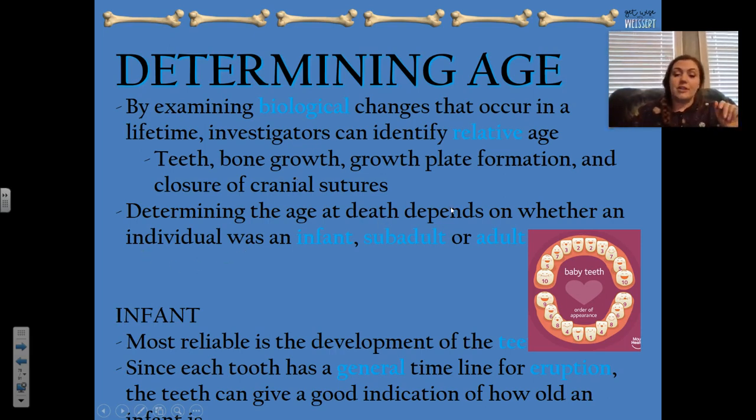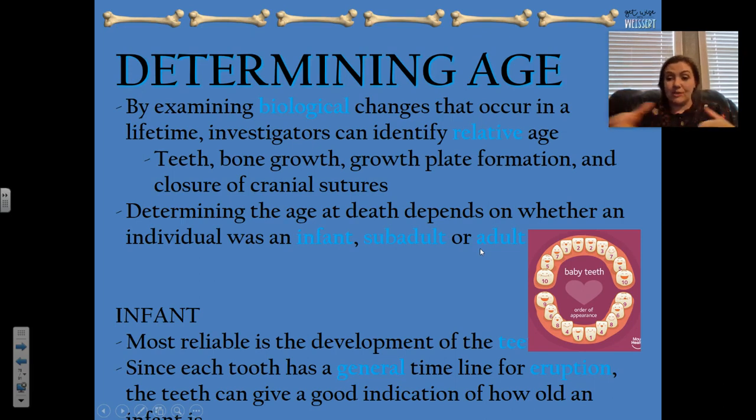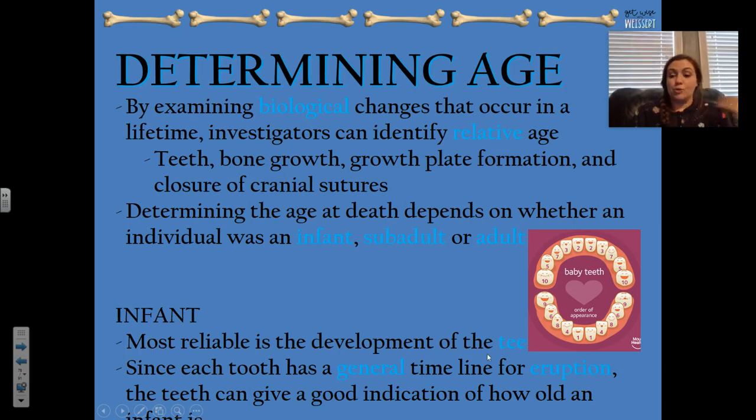Determining the age at death depends on whether an individual was an infant, subadult, or an adult. So we're going to put them in those categories and then look at how far along in their growth process they were. For an infant, most reliable is the development of the teeth. If we're looking at a toddler or smaller, the best way to decide their age is by the development of their teeth. Since each tooth has a general timeline for appearing, the teeth can give a good indication of how old the infant is.